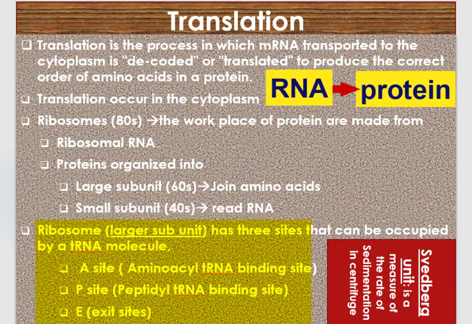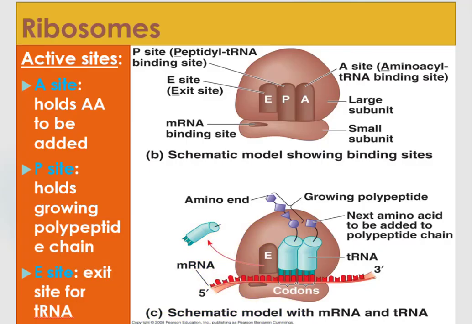To join amino acids, the larger subunit of the ribosome has three sites that can be occupied by transfer RNA molecules. That can be the A site or aminoacyl transfer RNA binding site, the P site or peptidyl transfer RNA binding site, and the E site or exit site. Schematic model showing binding sites and the two subunits of the ribosome. The A site holds the amino acid to be added, the P site holds the growing polypeptide chain, and the E site is the site where transfer RNA exits or leaves the ribosome.